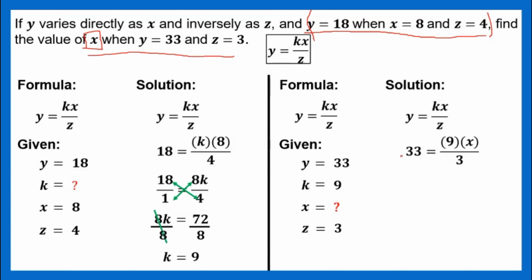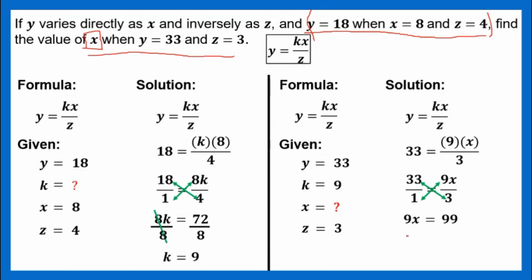Tapos, solve natin. Gawin ko tong 33 over 1 para sa cross multiplication. 9 times x ay 9x. Ayan, 33 over 1 is equal to 9x over 3. Tapos, cross-multiply tayo. So, gusto ko yung 9x malipat sa left para mas magandang tignan yung final answer natin. So, 9x times 1, magiging siyang 9x. 33 times 3, magiging siyang 99.